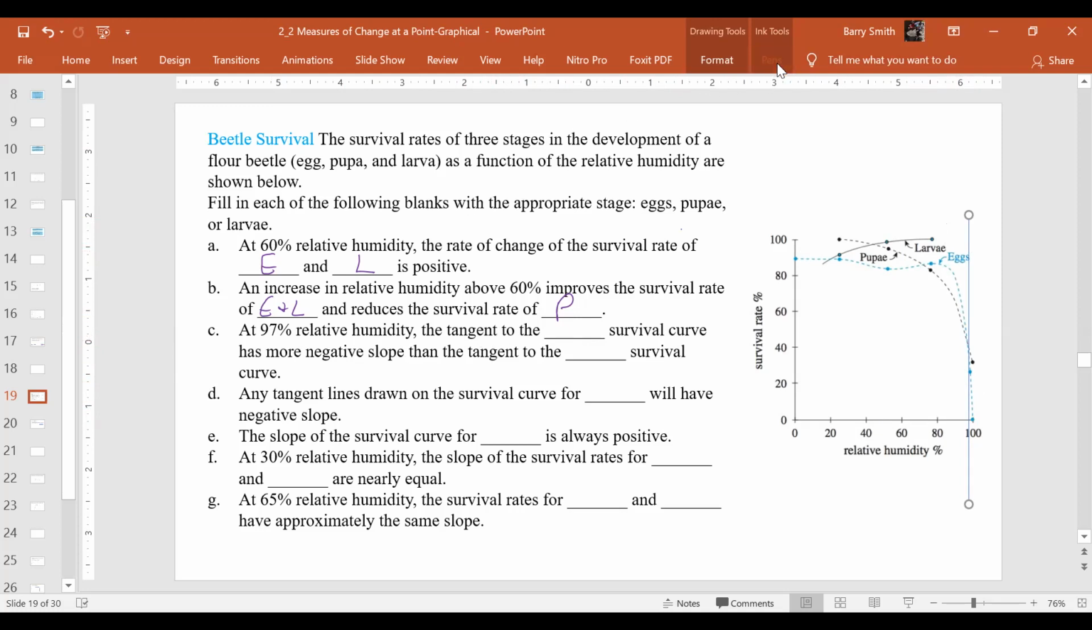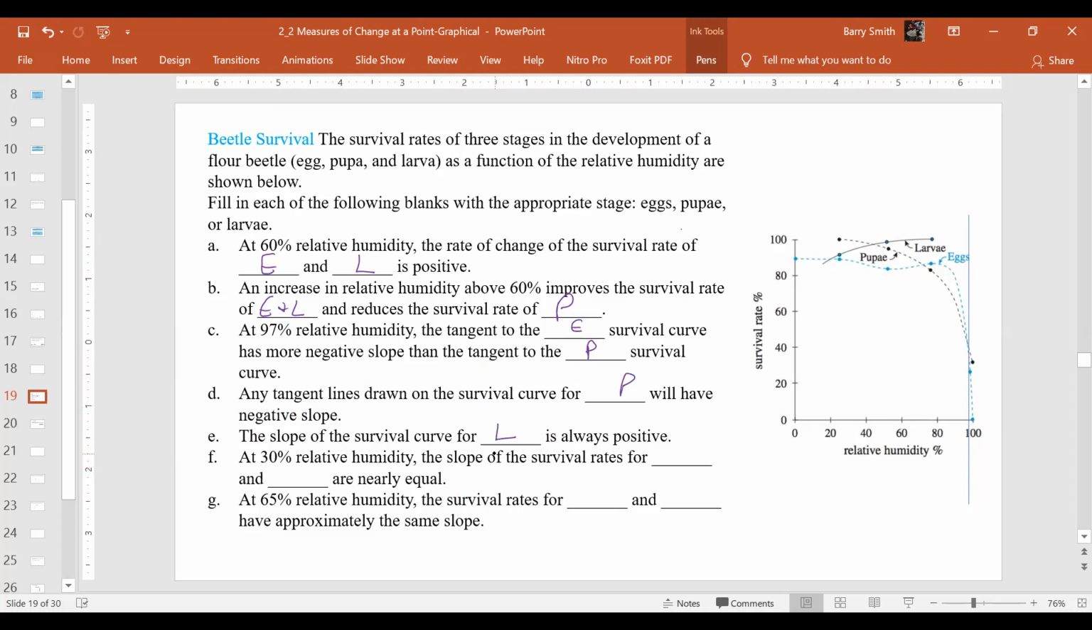So the tangent to the egg survival has more negative slope than a tangent to the other one, which is pupae. Okay. All right. Now, any tangent lines drawn on the survival curve for blank will have a negative slope. Well, that's the P because we said it's always negative. No matter where we are on there, it's always going to be negative. Now, the slope for the survival curve for blank is always positive. Well, the one that's always positive has to be the larvae.